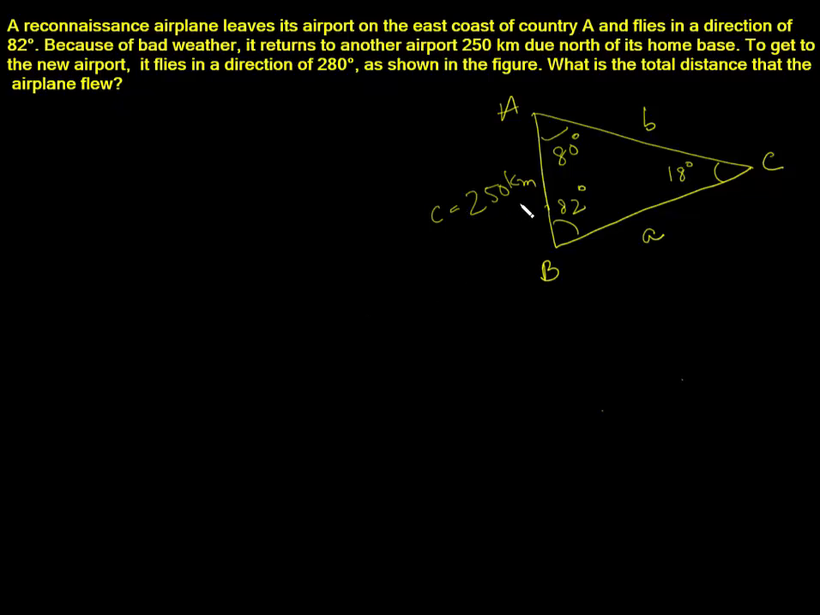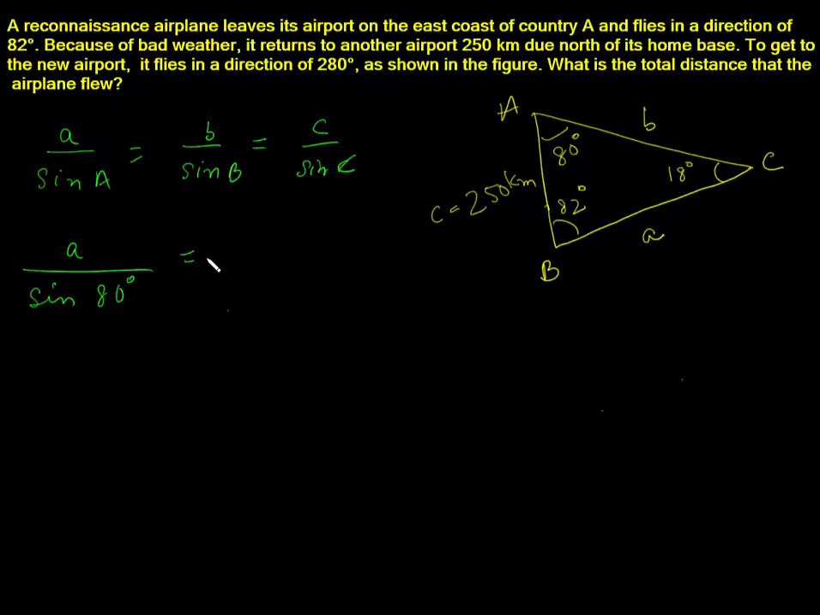Now let's use our law of sines, which says a over sine A equals b over sine B equals c over sine C. Now let's substitute the values that are known to us. So a over sine 80 will be equal to b over sine 82 degrees equals little c, which is 250, over big C, which is sine 18 degrees.